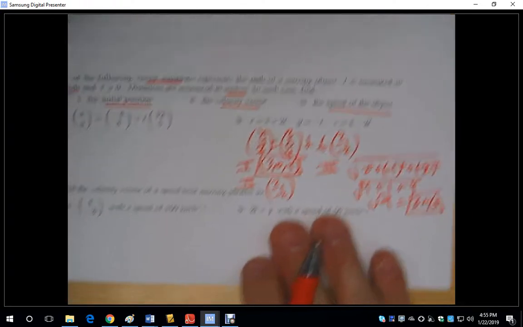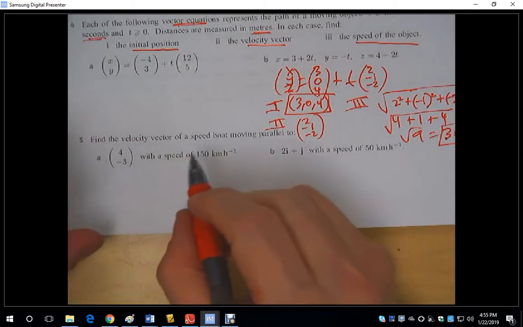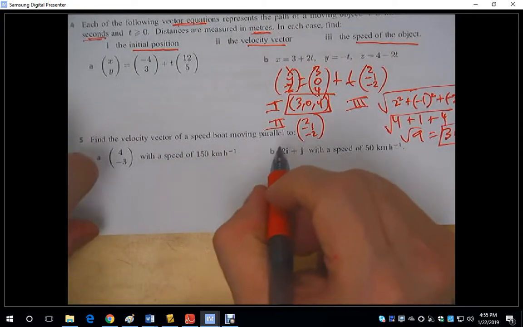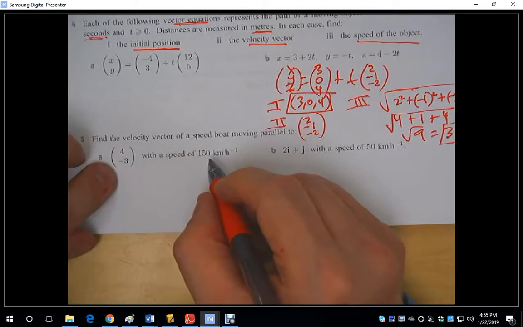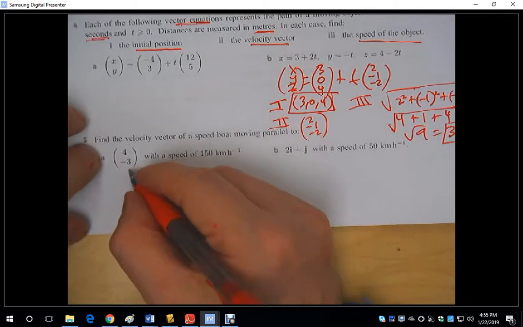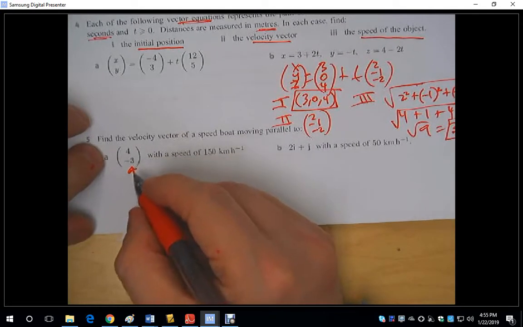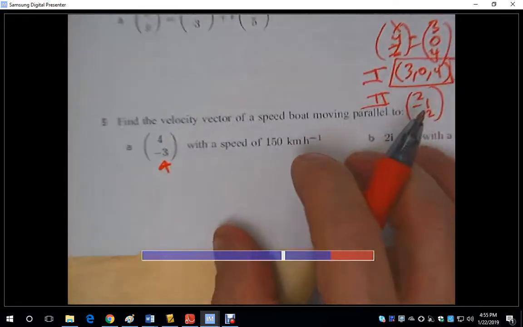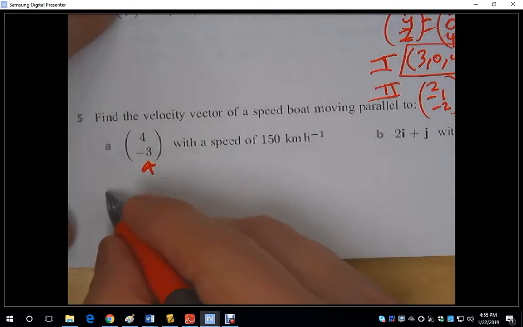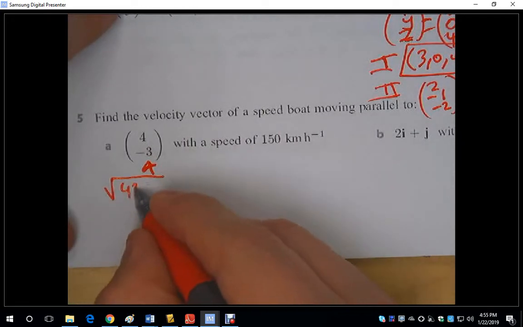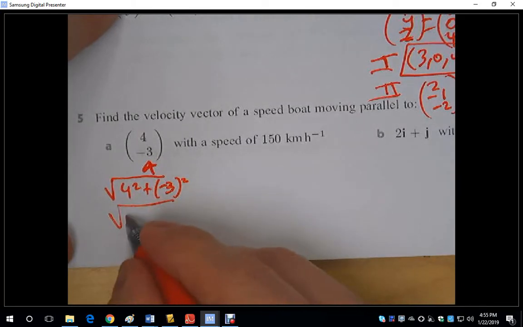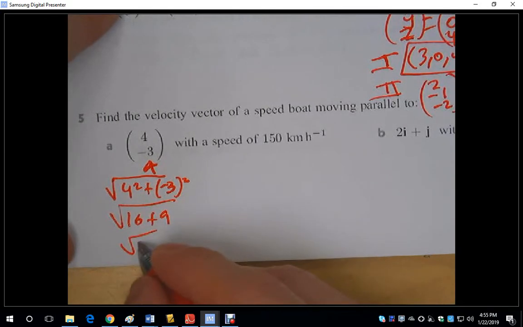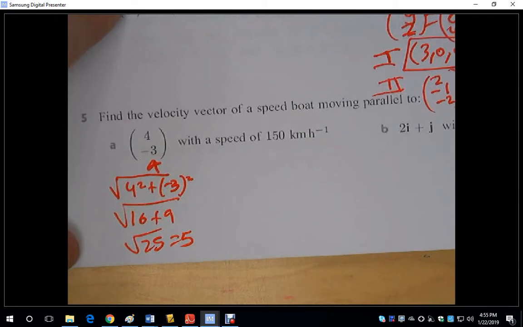All right, so the next one says, find the velocity vector of a speedboat moving parallel to this particular vector of (4, -3) with a speed of 150 kilometers per hour. Well, let's find out what the speed is of this vector. The magnitude of the vector is going to give me the square root of 4 squared plus negative 3 squared, which is the square root of 16 plus 9, or the square root of 25, which is 5.